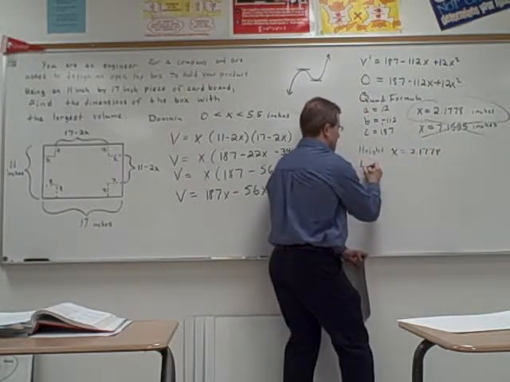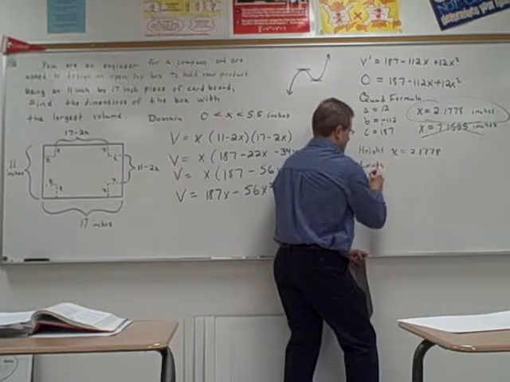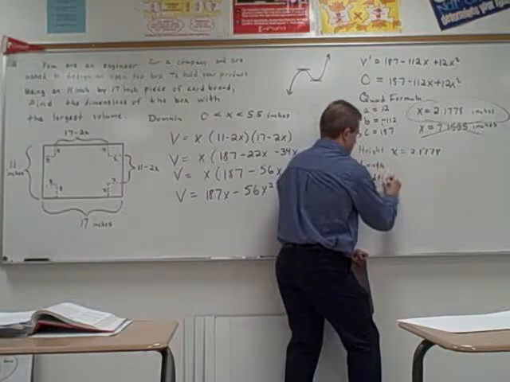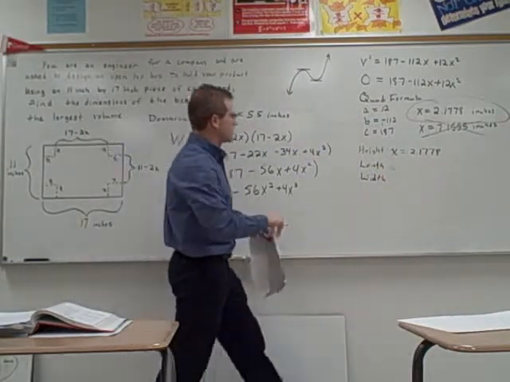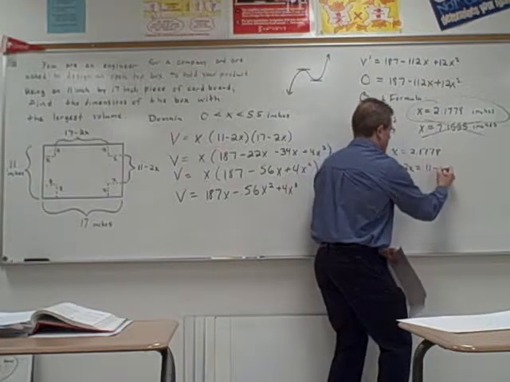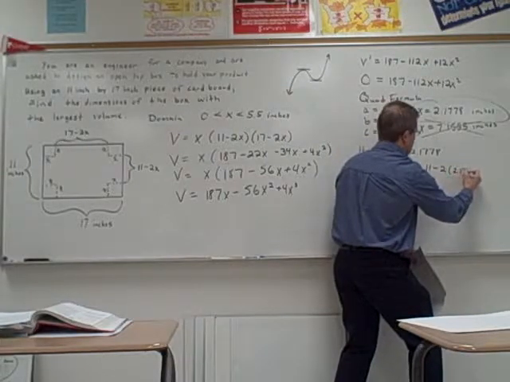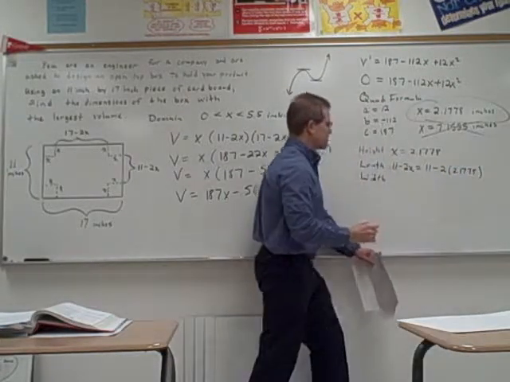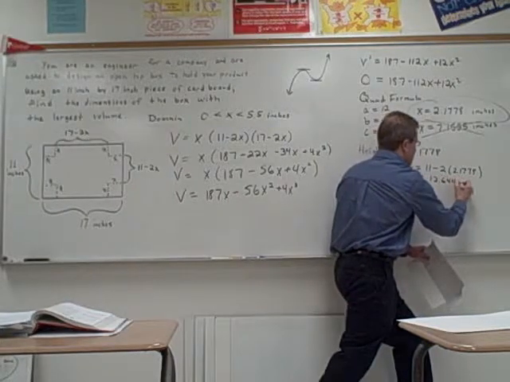How about if I wanted to get my length and my width? Yeah, my width is 11 minus 2x. So you just take 11 minus 2 times 2.1778. 12.6444. 12.644 inches.